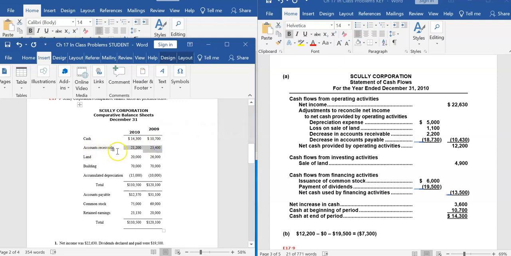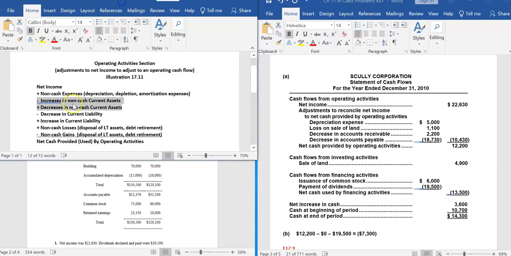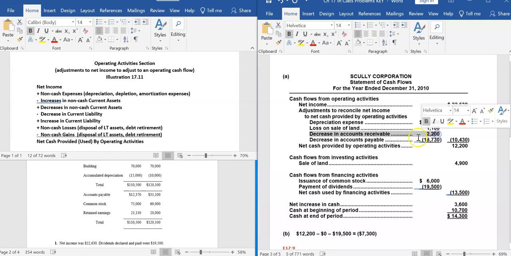So here's my one other current asset account, accounts receivable, and it decreased. It went from $23,400 at the end of last year to $21,200 at the end of this year. There was a $2,200 decrease from last year to this year. My cheat sheet tells me if I have a decrease in a non-cash current asset, I will add the amount of the decrease back to net income. So here is my decrease in accounts receivable, and it is being added back to net income.